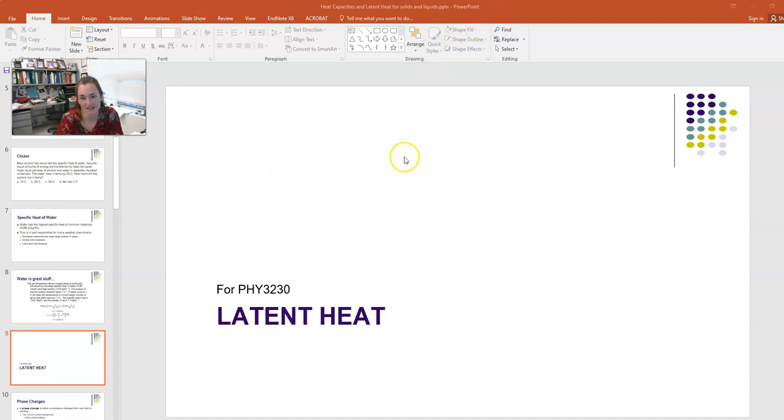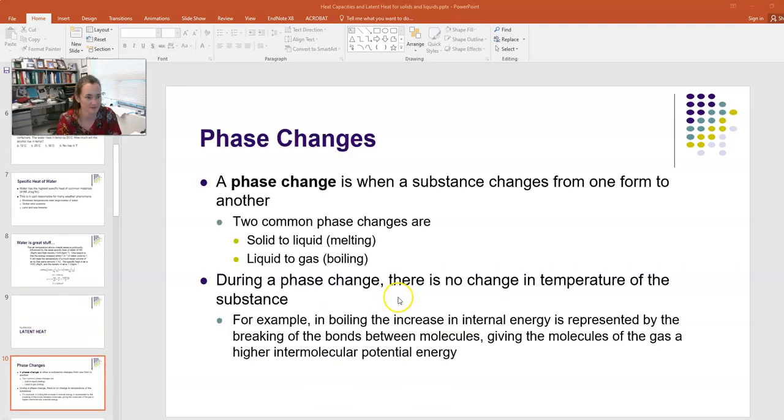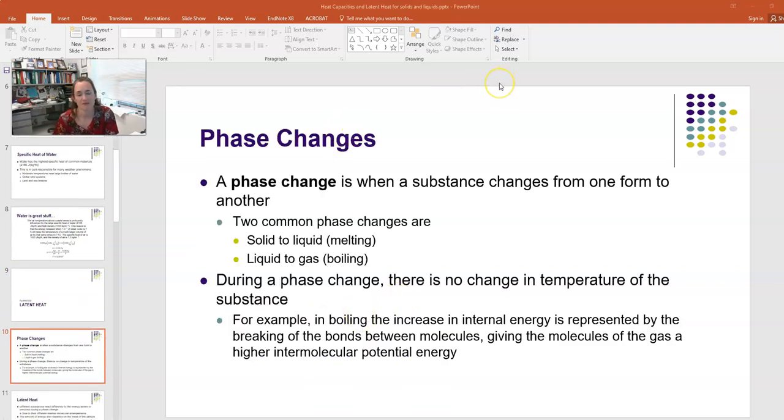In this lecture, I'd like to talk about latent heat and then do some calorimetry problems together. So first of all, a phase change we define as when a substance changes from one form to another.